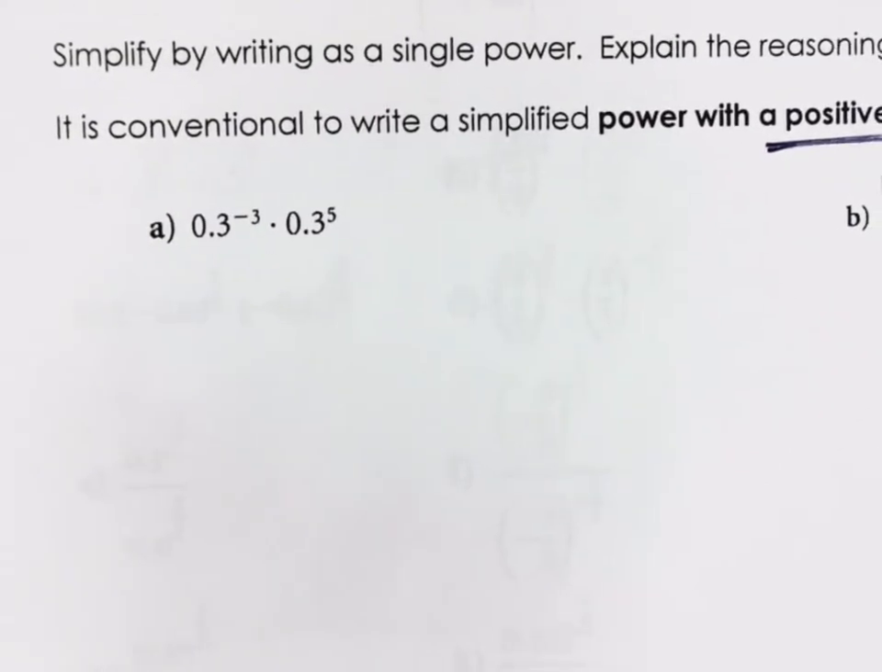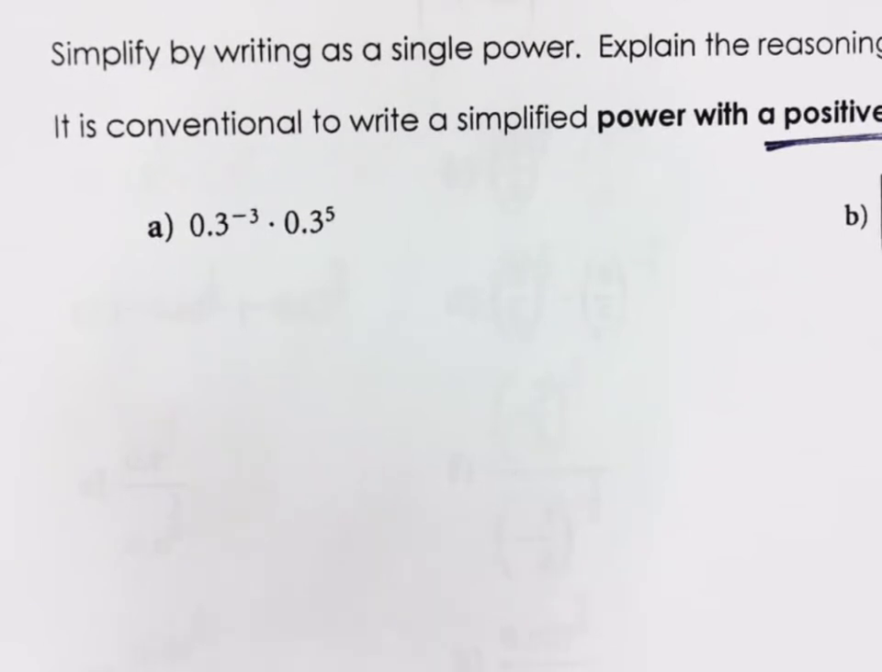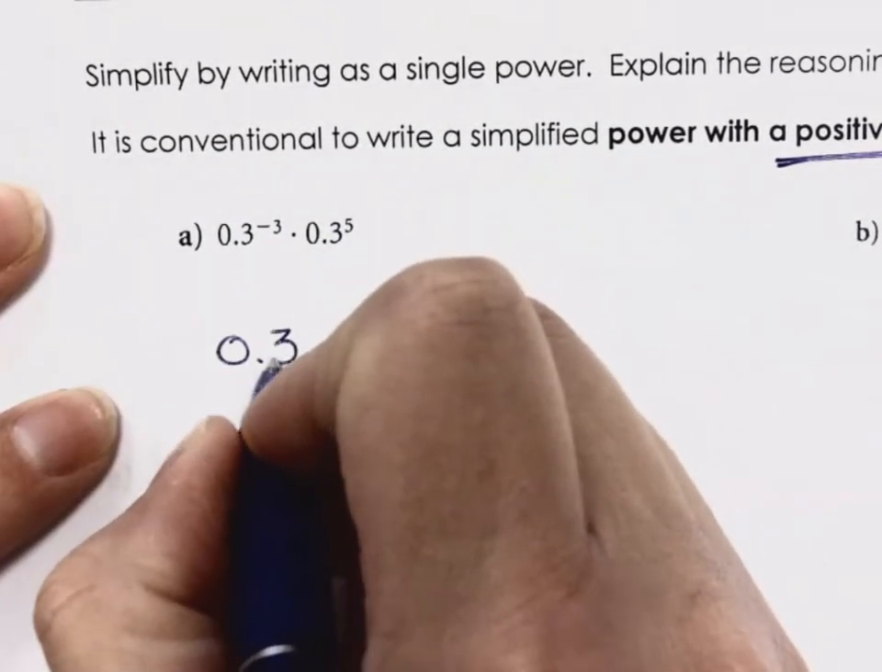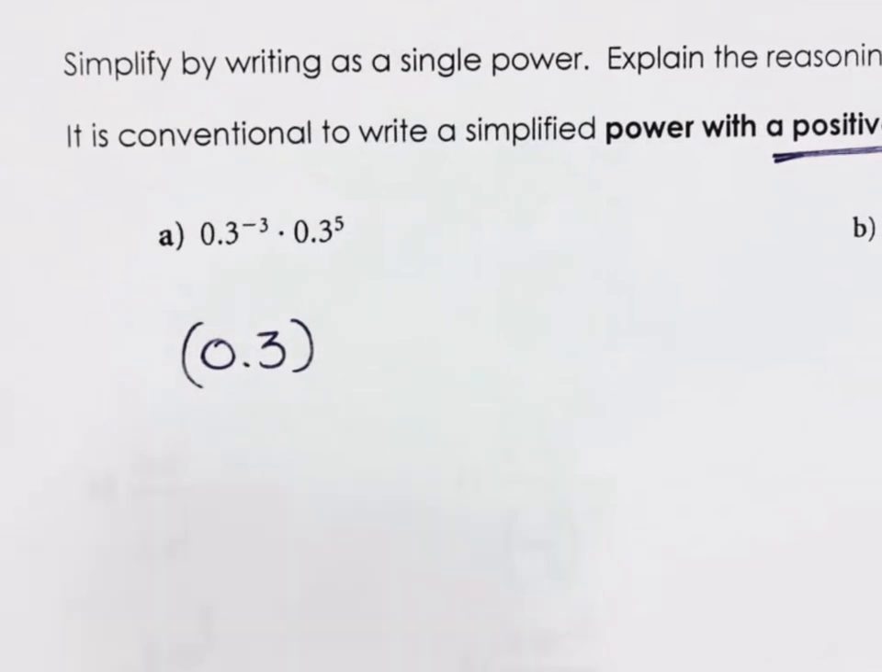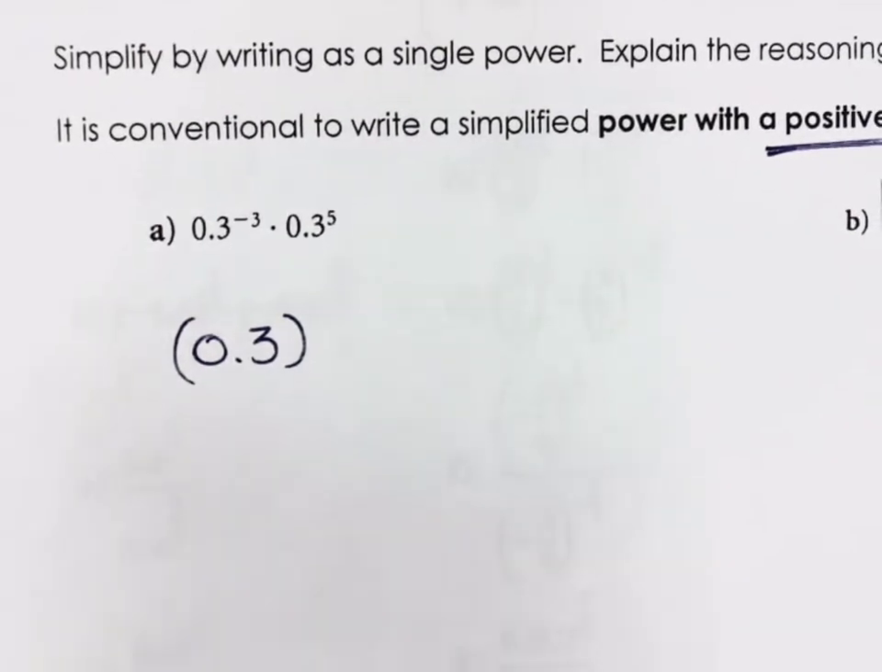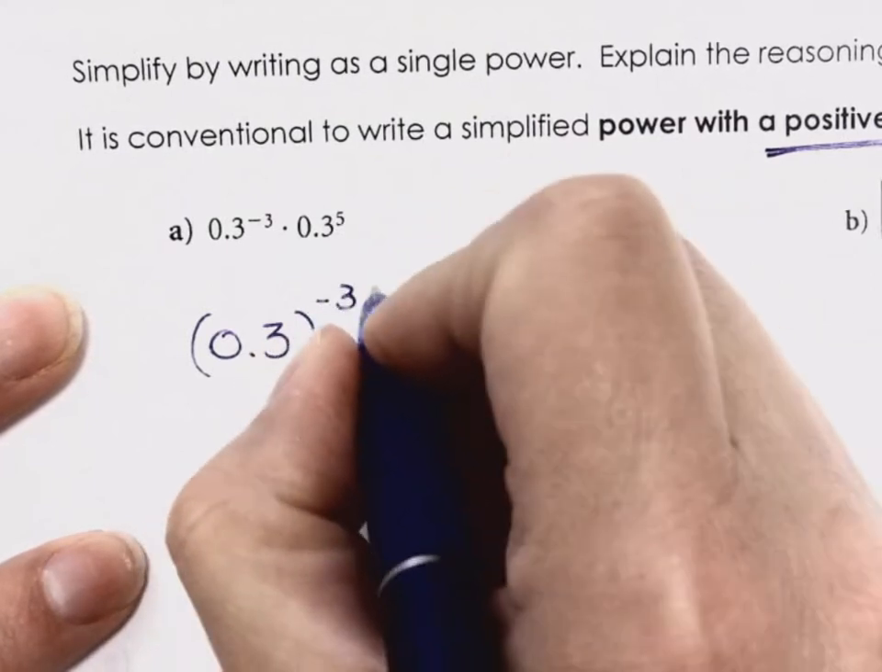The only time I can apply the rules is when they have the exact same base. So do these have the exact same base? Yes, they do. So I keep my base of 0.3, and if they're being multiplied, what do I do to the exponents? Add. I add them. So 0.3 squared?